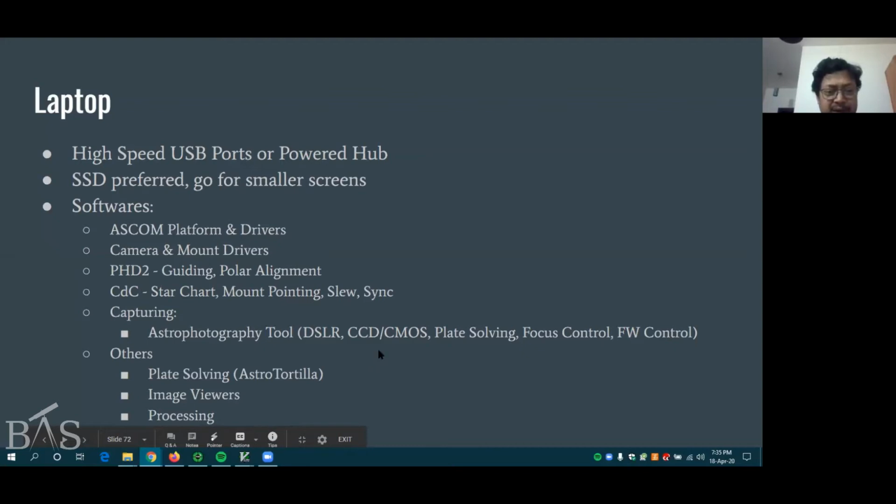You need some sort of image viewer in the field. Even if you're using a DSLR, your capturing tool will show the image, but it may not do so in case, let's say, you're using an OSC kind of CCD or CMOS, where you need to do debayering and so on. So it may not do it as some of the image processing software does. So I use PixInsight itself for debayering or just to stretch an image and see how it is. So a little bit of processing in the field. It's nowhere near processing an image for publishing. It's just to see how things are.